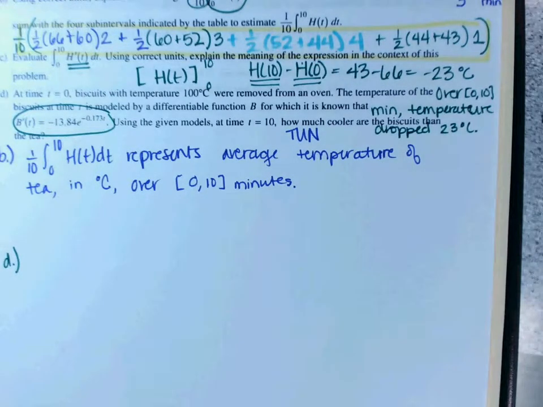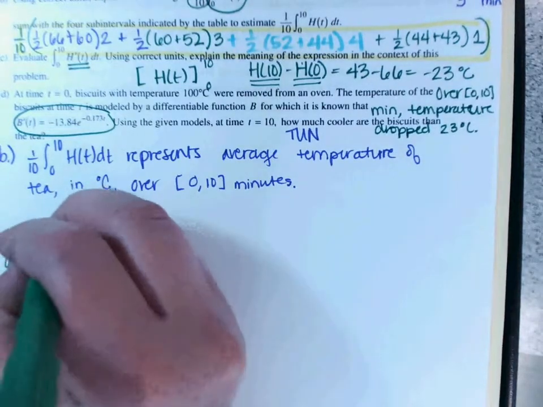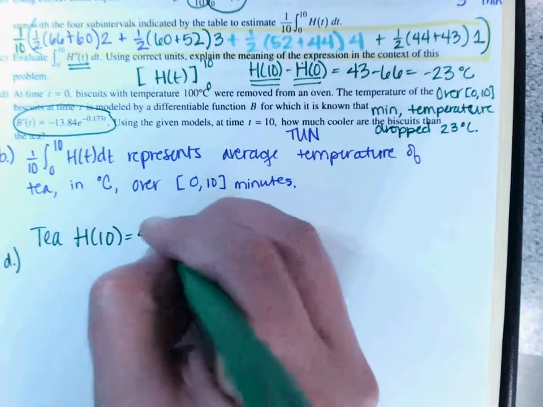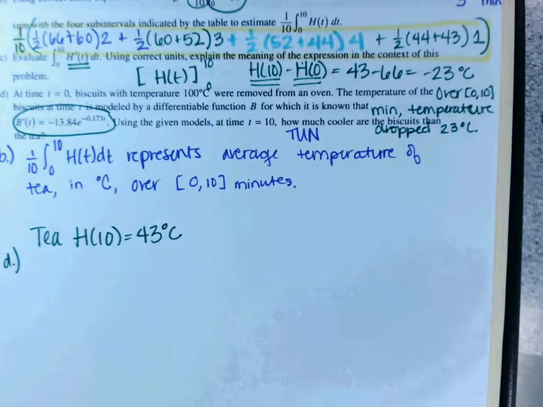Okay, well, first question, how hot is the T at 10? We already know this. Okay, very good. 43 degrees, right? We already figured that out. It's in the table. We already know how hot the T is. So the question is, how hot are the biscuits?